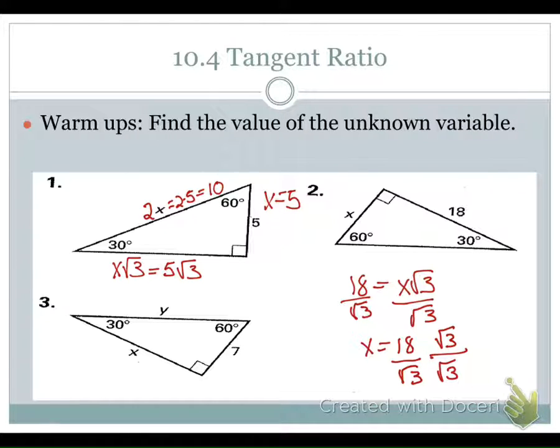Now we created the square root of 9 in the denominator, and on top we have 18 square root of 3. What is the square root of 9? 3. Yep. This becomes a 3. 3 goes into 18 how many times? 6. So let me switch back to a different color. Goes into it 6 times. So now I have x equals 6 square root of 3.